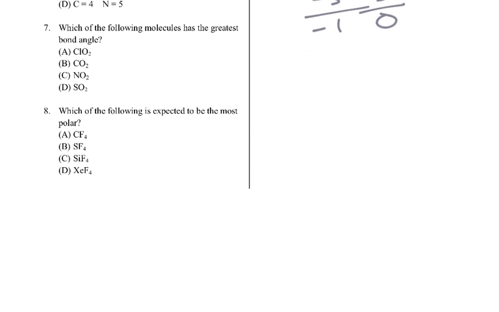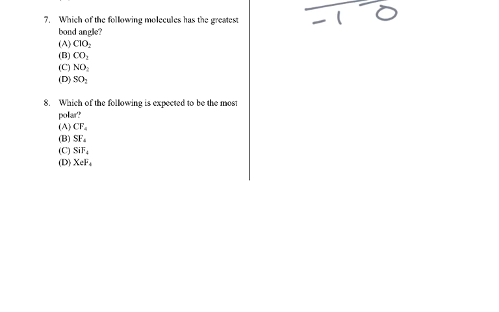Number 7, which of the following molecules has the greatest bond angle, the largest bond angle? Well, that means we have to go through and draw these. Okay, so ClO2. I have Cl, I have O, and I have O. So what's going to happen? I'm going to start by giving everybody an octet. ClO2, that's 7 plus 6 plus 6. That means I don't have enough electrons, so I'm going to have to take back one of these. I'm going to make one of these into one single electron.